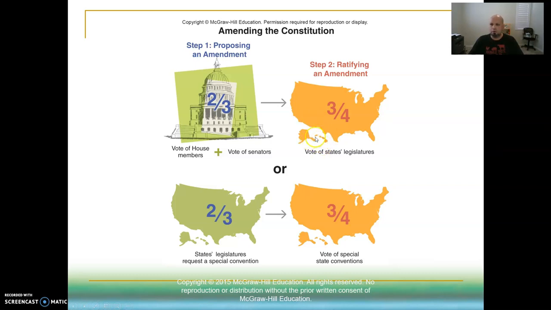So it's really important to understand that it's a 2-step process. 2/3 of Congress, that means 2/3 of each house, proposes it, and then 3/4 of the states have to approve it.